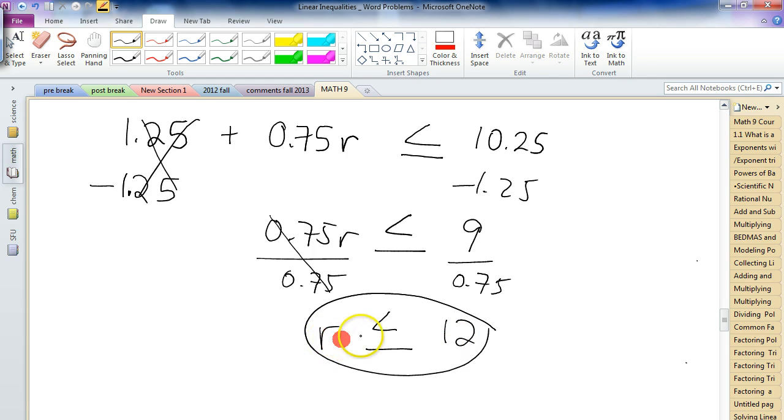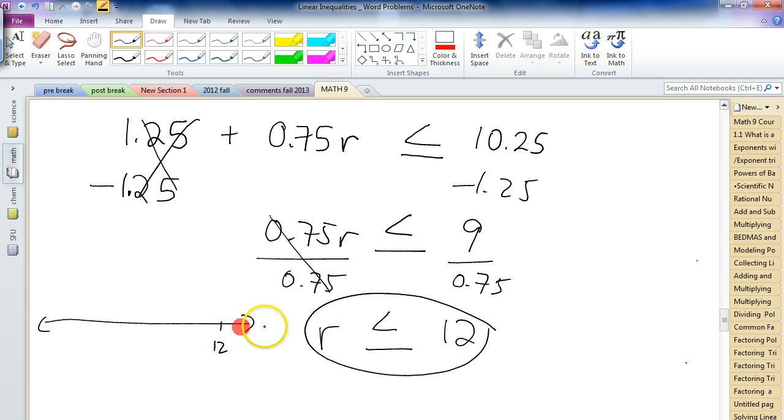So R, the maximum number of rides you can go on is 12. If you're going to graph this, rides are whole number things. You can't go on half of a ride or 0.67 of a ride. So if you're going to do your graph, you know that 12 is the max. So you put 12 here, and anything less than that you can go on.